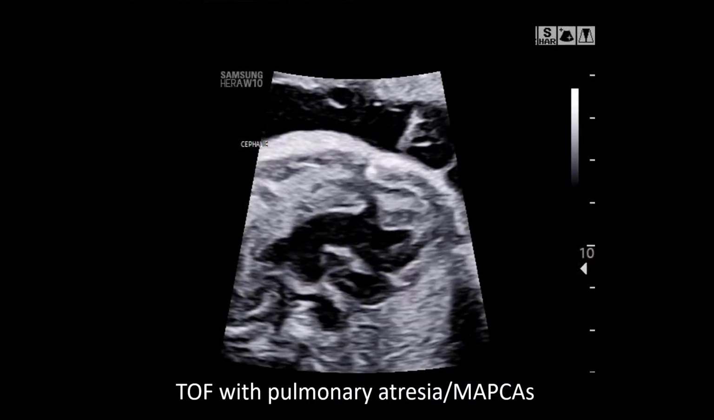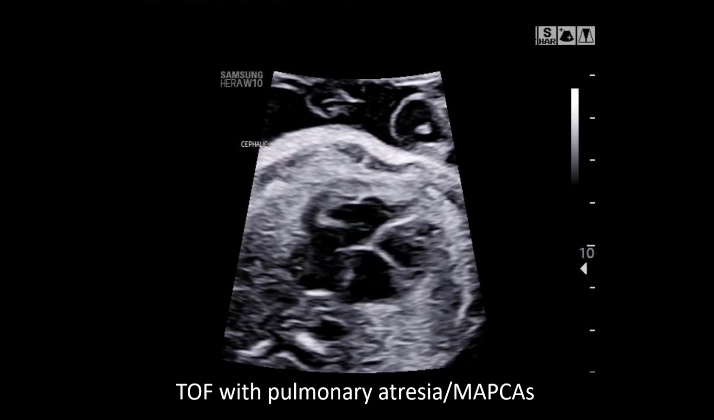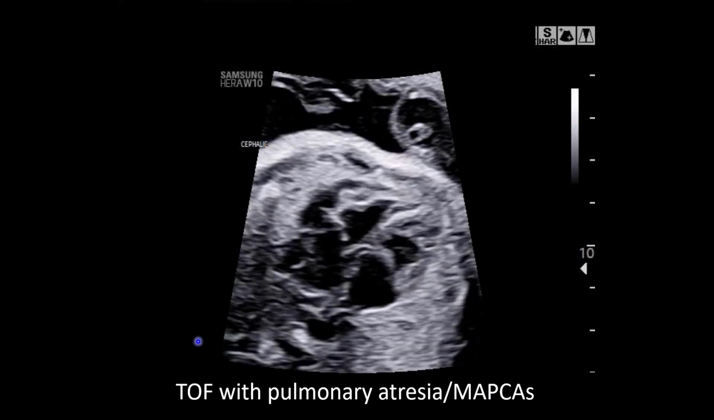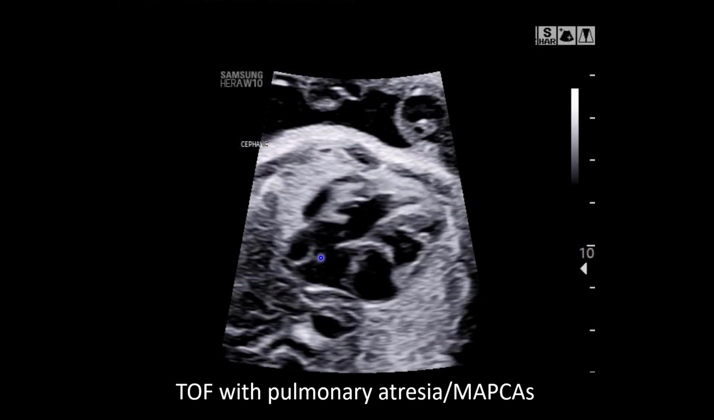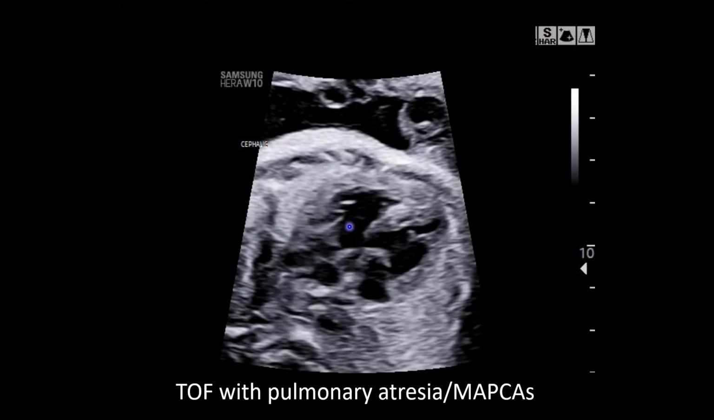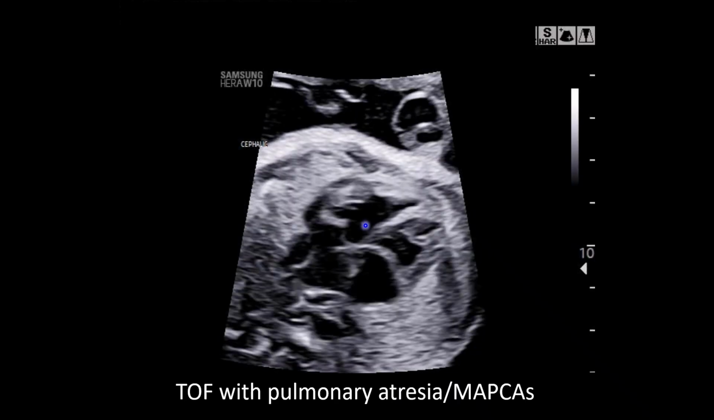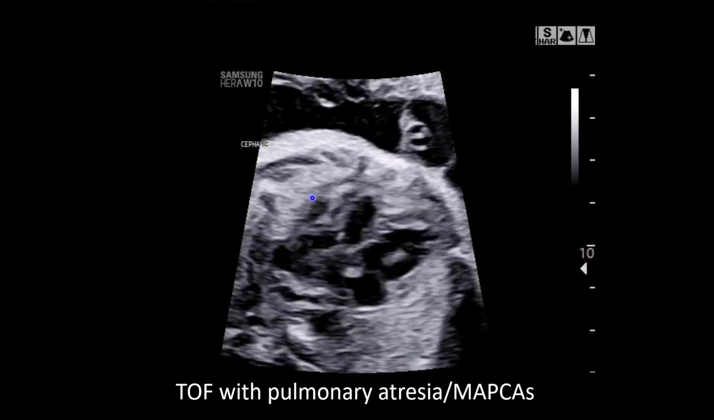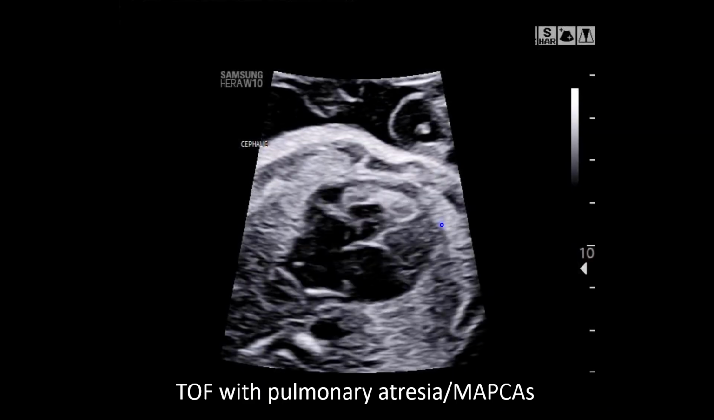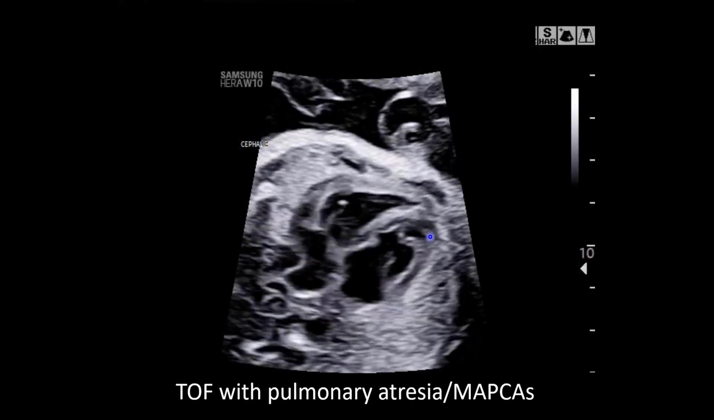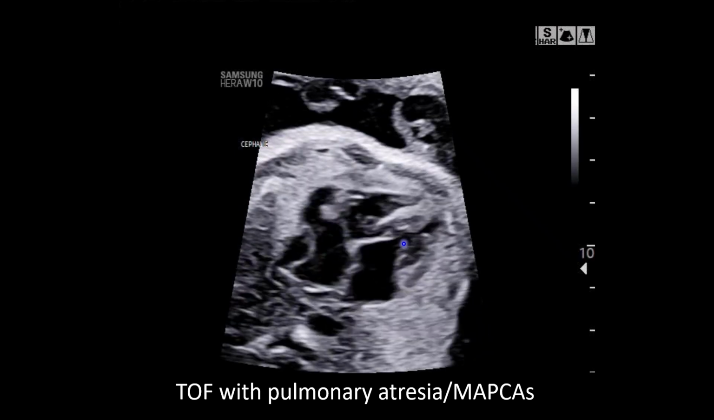Now, tetralogy of Fallot, or pulmonary atresia with multiple aortopulmonary collateral arteries, will look very similar to truncus arteriosus. You have a single outlet here. There's a large anterior malalignment VSD or outlet VSD, and this is a slightly oblique angle, but you're having levocardia here with left ventricle, right ventricle, anterior.